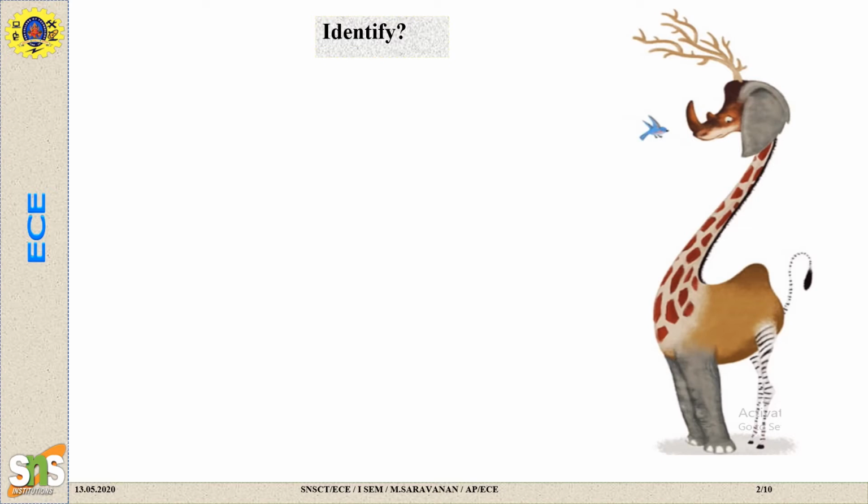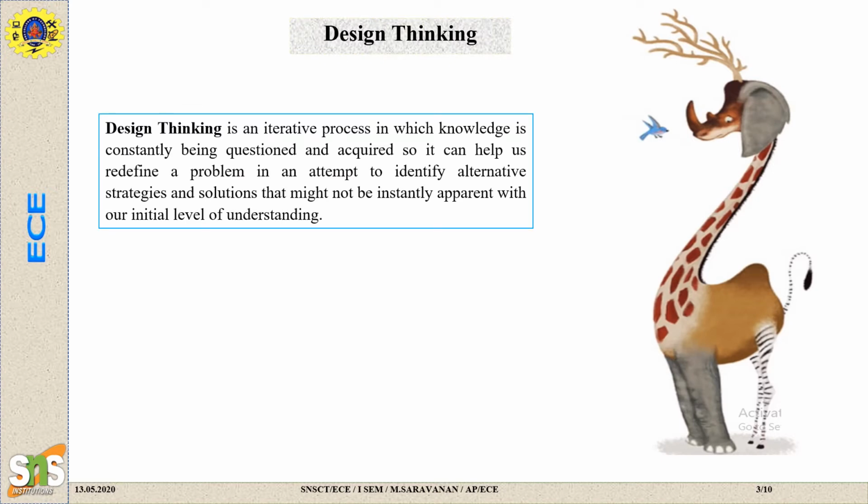Now, design thinking is a user-centric process. What is user-centric? We will discuss. It is an iterative process in which knowledge is constantly being questioned and acquired, so it can help us to redefine a problem in an attempt to identify alternative strategies and solutions. The same car key is nearby, but Father could not identify it. We have to help him identify it by redefining the thinking, rethinking, to understand the problem and solutions.